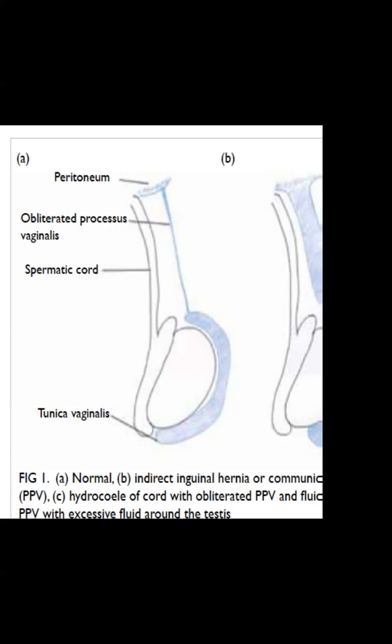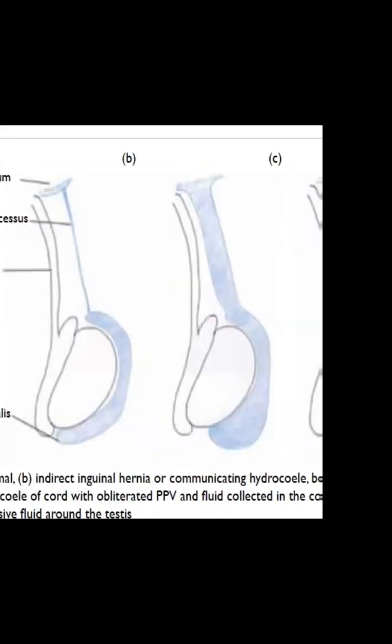And if it's a very small patent processus vaginalis, it will only let out a small amount of fluid, and we will call it a communicating hydrocele, just like the PPV. This is a hernia with fluid drained inside the scrotum, causing what we call a communicating hydrocele. And it may contain intestine or any intraperitoneal contents. Then we can call it an inguinal hernia.